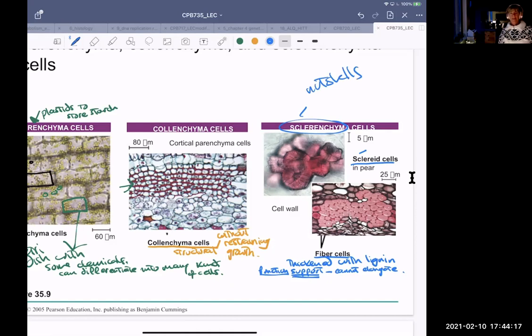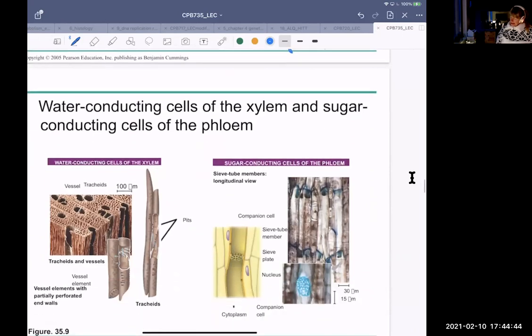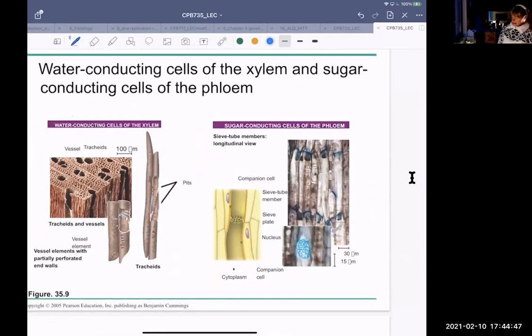The other ones, the fibers, what are the fibers for? The fibers, well, that's what hemp is made of. Hemp is made of sclerenchyma cells that are fibrous cells, making rope and linens. The cells that conduct water are xylem, sugar conducting, or phloem.